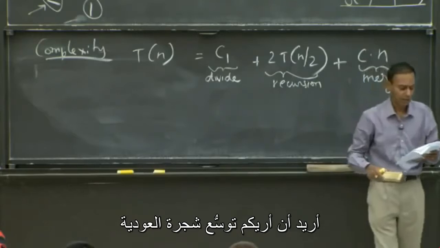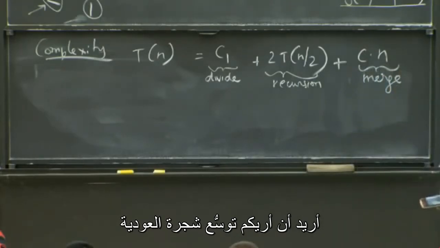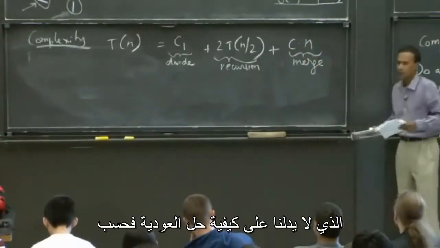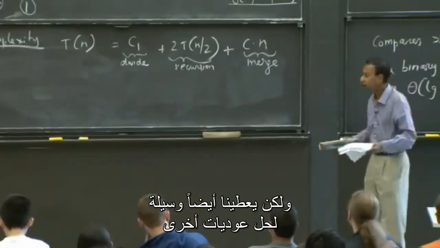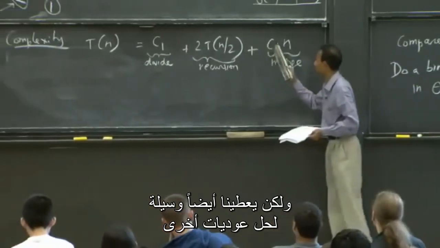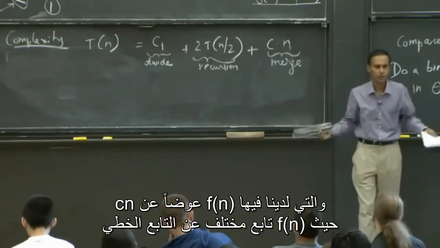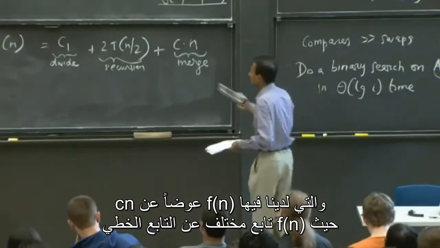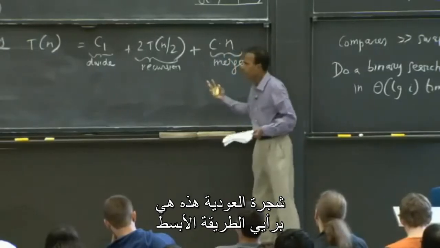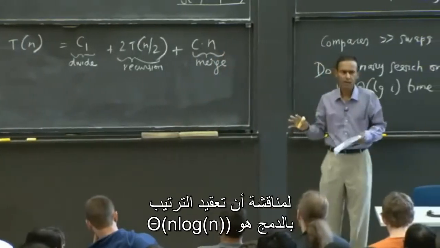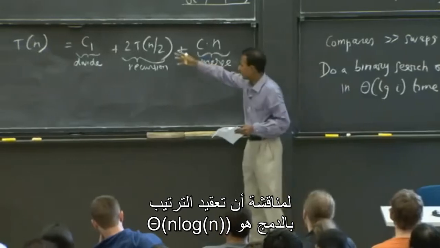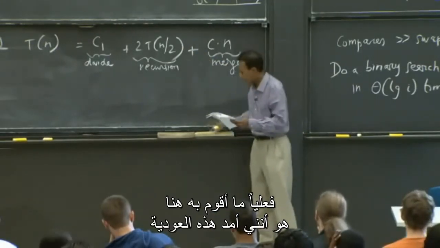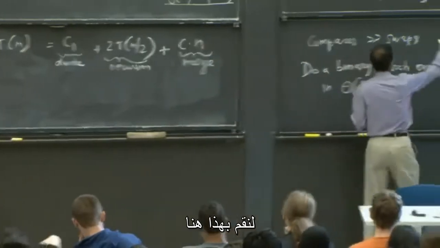What I'd like to do is show you this recursion tree expansion that not only tells you how to solve this recurrence, but also gives you a means of solving recurrences where instead of having c of n, you have something else out here. You have f of n, which is a different function from the linear function. And this recursion tree is, in my mind, the simplest way of arguing the theta n log n complexity of merge sort. Right, so what I want to do is expand this recurrence out. And let's do that over here.